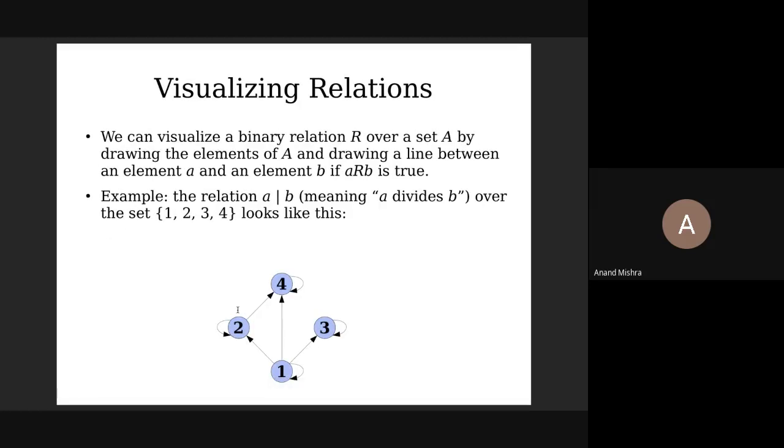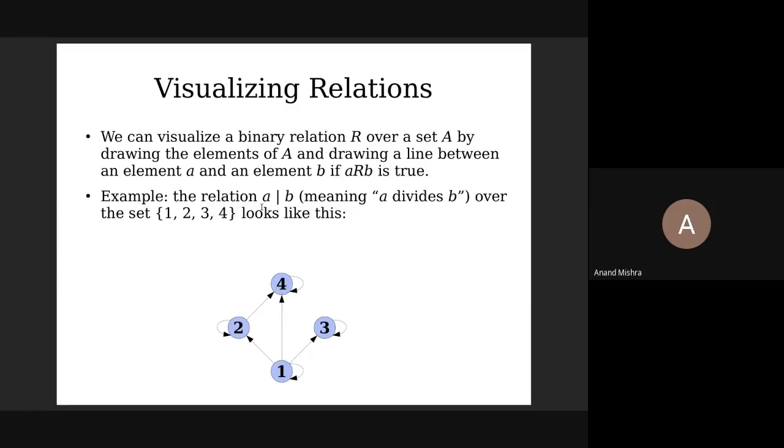How do you visualize a relationship? A very nice way of visualizing relationships is using graph notation. We have not discussed graphs in detail, but intuitively you can all understand what a graph is. The nodes represent the elements of the set. Let's say my set is 1, 2, 3, 4. Then I will draw a node for 1, a node for 2, a node for 3, and a node for 4.